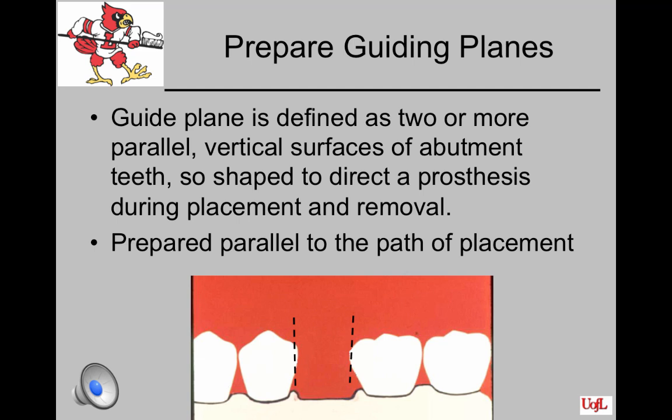You need to prepare guiding planes. A guide plane is defined as 2 or more parallel vertical surfaces of the abutment teeth, so shaped to direct the prosthesis during placement and removal. These 2 guide planes must also be prepared to coincide with the path of draw or placement for your partial denture. Each wall is said to be parallel to one another, but there is a slight degree of taper of about 5 to 7 degrees, which corresponds to the prepping burr, which is a tapered diamond or tapered fissure burr.